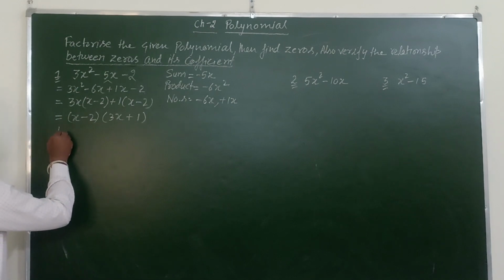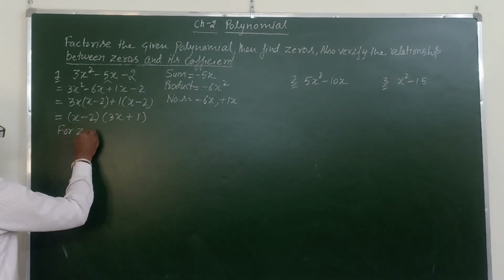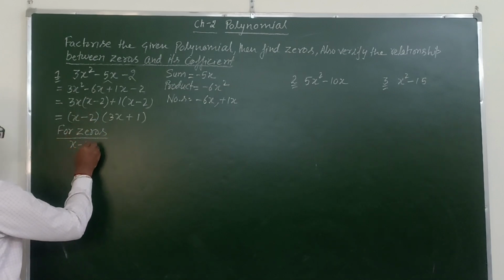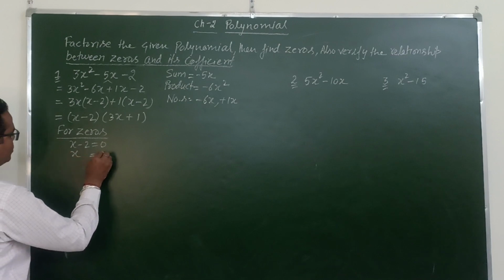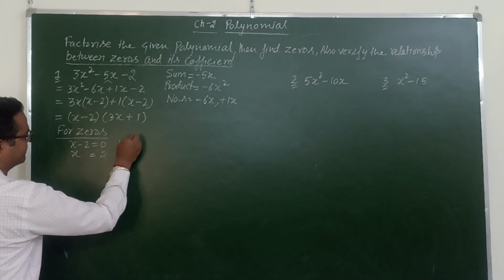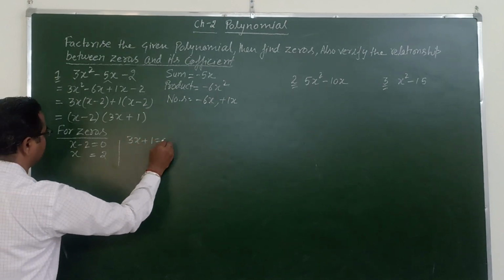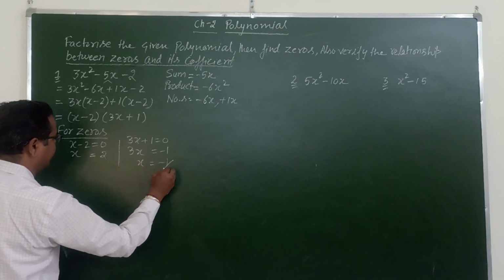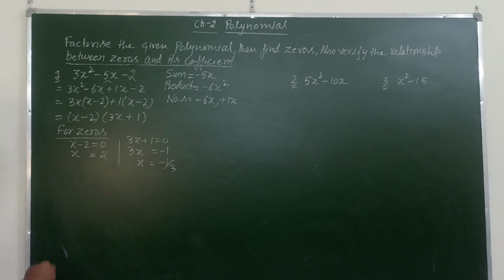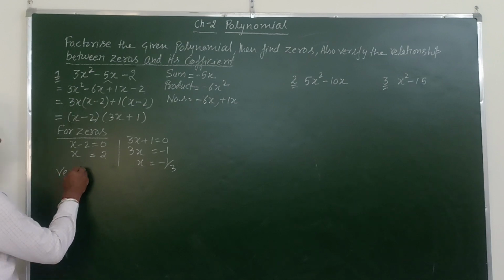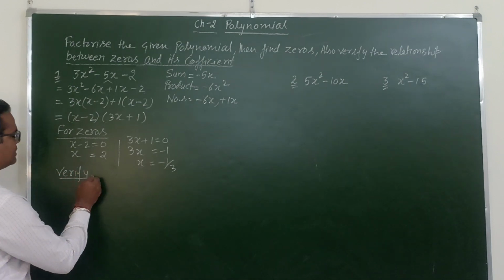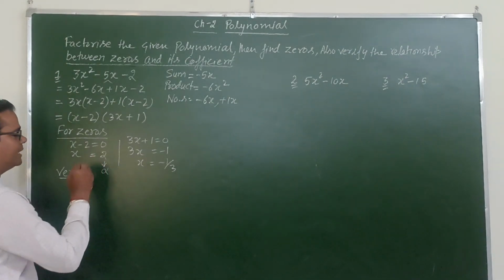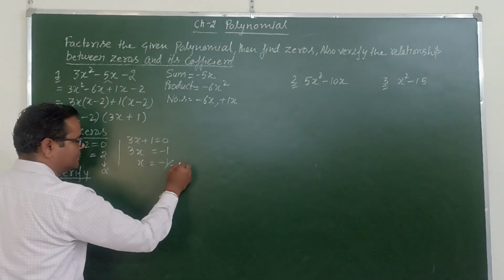Next we have to find the zeros. For zeros, x minus 2 equals to 0, so x equals to 2, and the other 3x plus 1 equals to 0, so 3x equals to minus 1, and x equals to minus 1 by 3. Now for verification. For the verification, zeros are, one of the zeros is 2, let us assume that it is alpha, and this is beta.